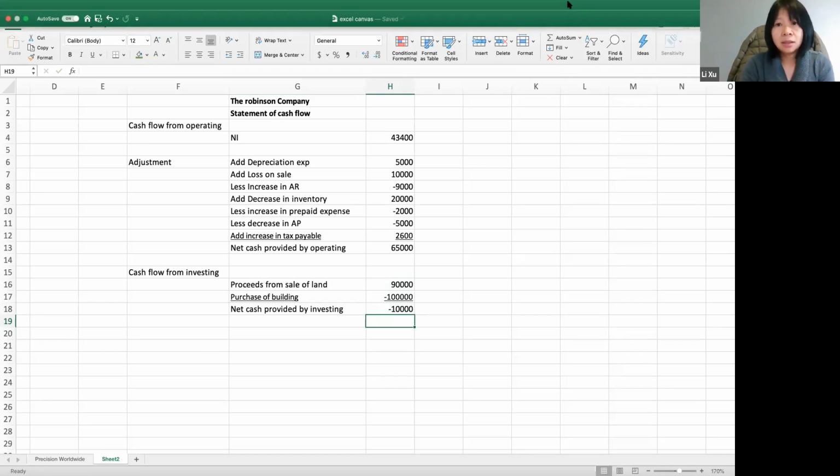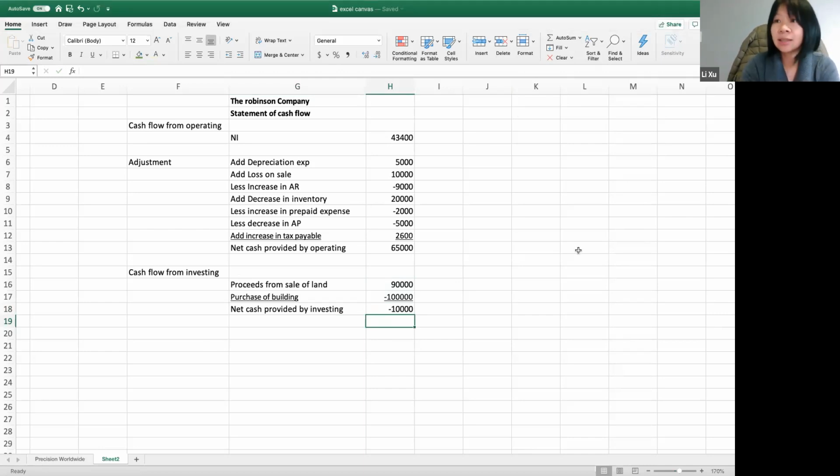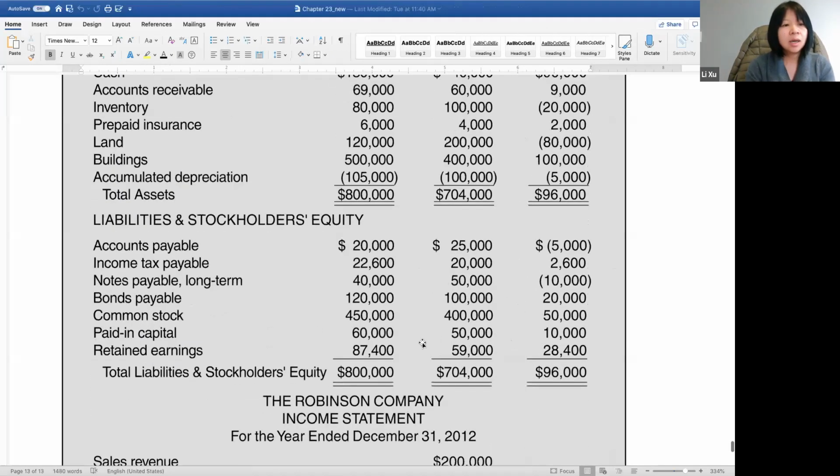All right, so if you have no questions, I wanted to look at the next section, which is the cash from financing section. Remember, when we do the cash from financing section, we only need to focus on the long-term liability and equity section. So let's come back and take a look at this one more time. In the long-term liability and equity section, you have notes payable, bonds payable, common stock, and paid-in capital.